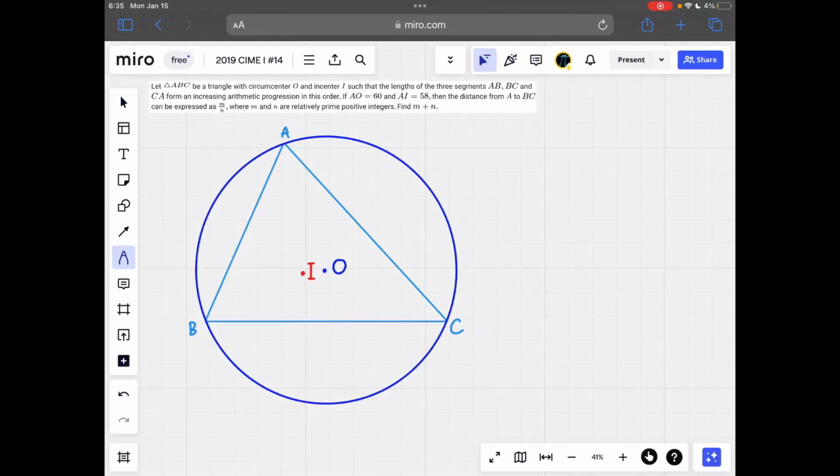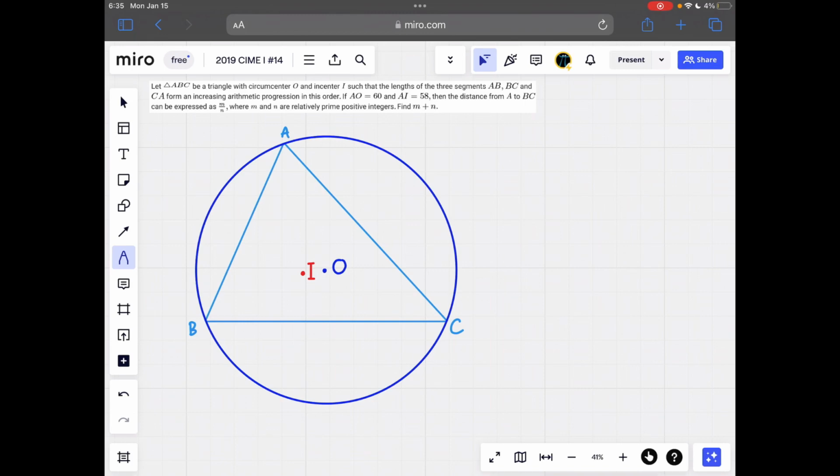Let ABC be a triangle with circumcenter O and incenter I such that the lengths of the three segments AB, BC, and CA form an increasing arithmetic progression in this order. If AO equals 60 and AI equals 58, then the distance from A to BC can be expressed as m over n, where m and n are relatively prime positive integers.